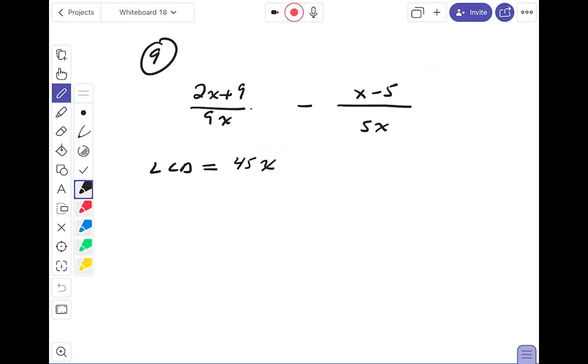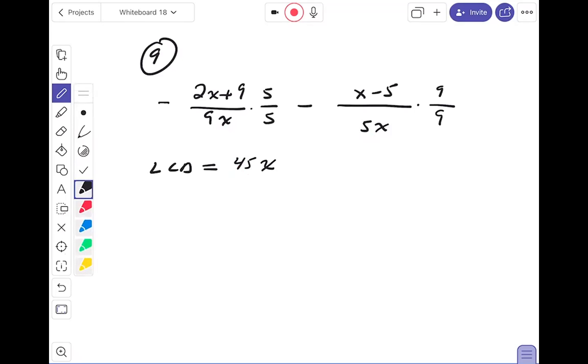Let's put the builder in. And again, I want to emphasize what we're looking for. What times 9x would give you 45x? Well, that would be 5. So what's the builder going to be? 5 over 5. We'll do that later. All right, looking at the next guy. What times 5x would give you 45x? Well, that would be 9. We'll put 9 over 9.